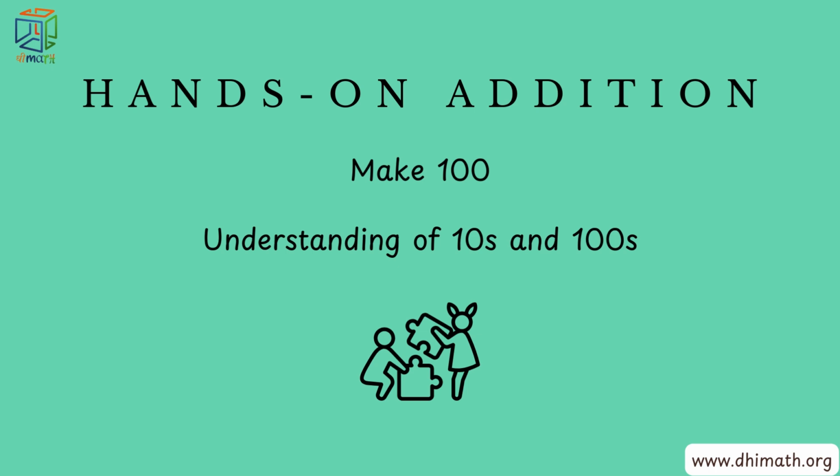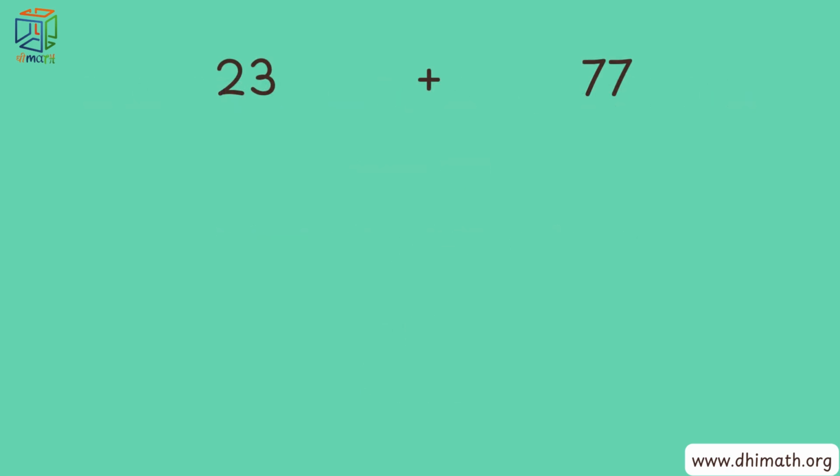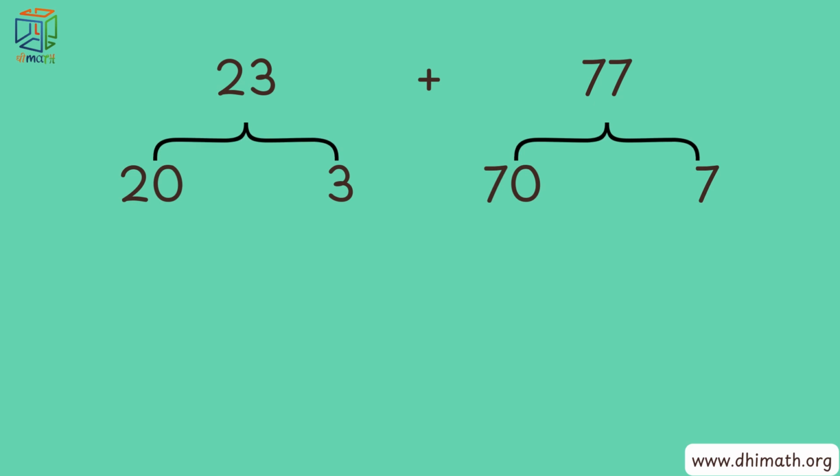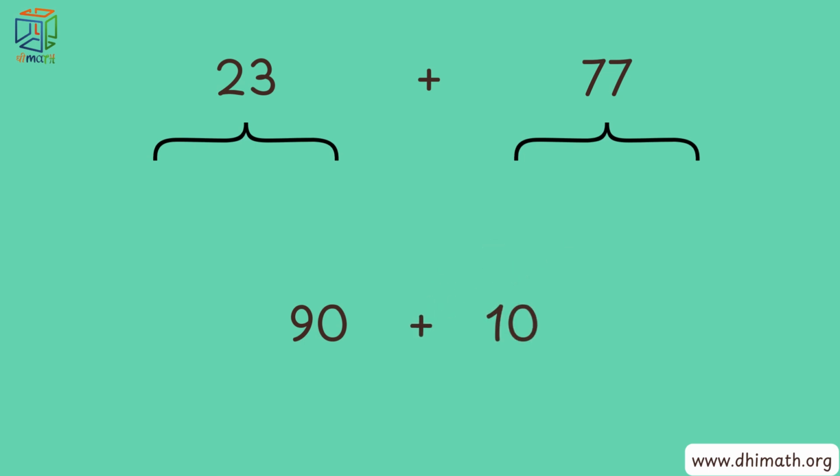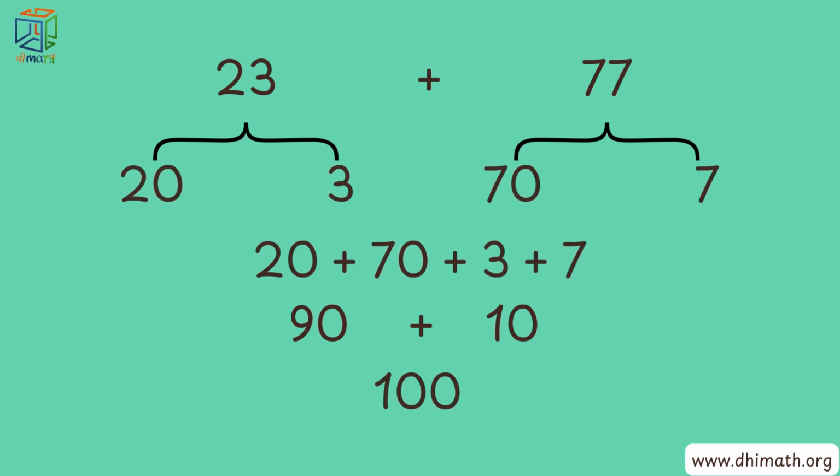Once children are comfortable with simpler numbers, you can scale this idea to deal with any number. For instance, to add 23 and 77, students will learn to first add the tens, 20 and 70 to make 90, add the ones, 3 and 7 to make 10, and then combine them, 90 and 10 to make 100.